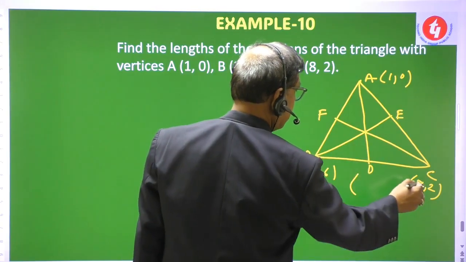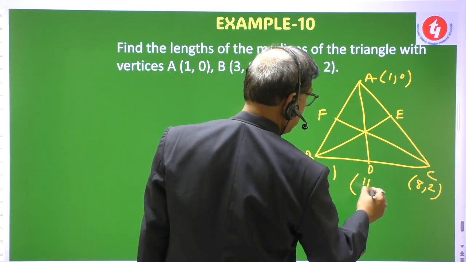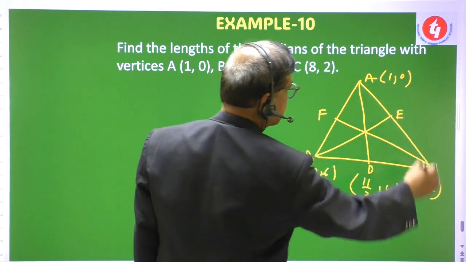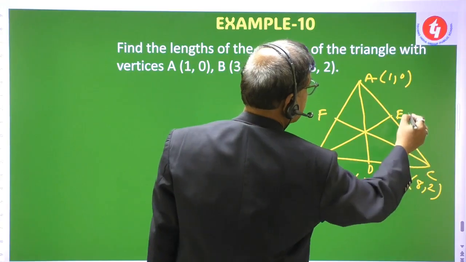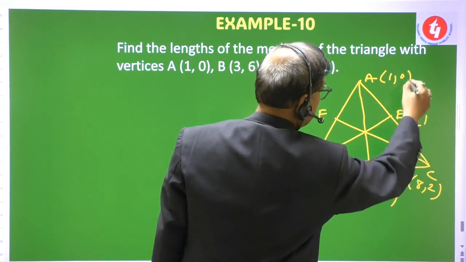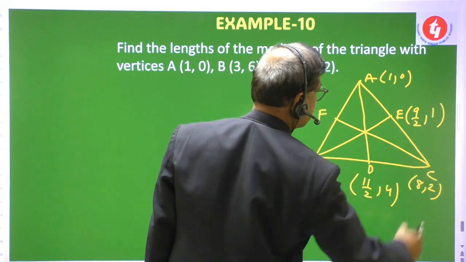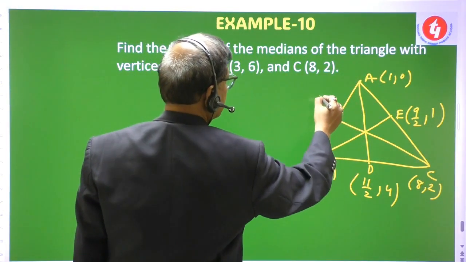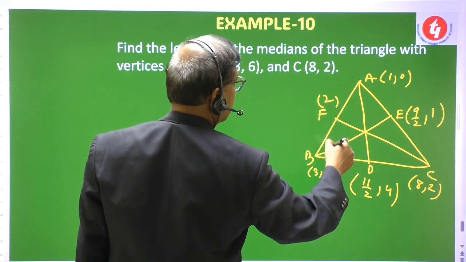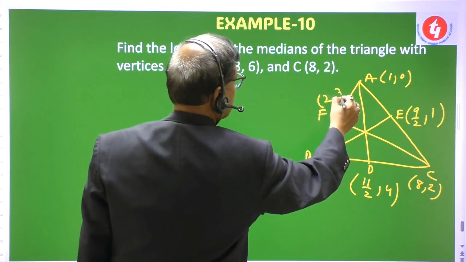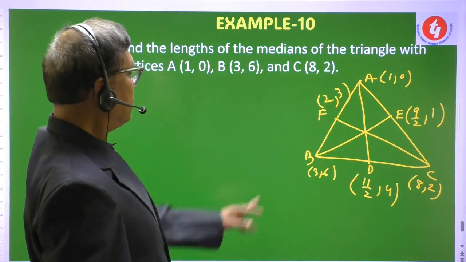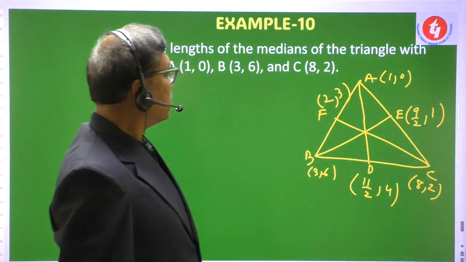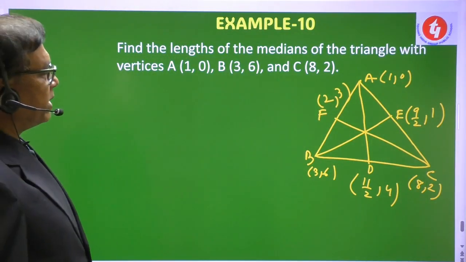So coordinates of D will be 8 plus 3, 11 upon 2, and 2 plus 6, 8 upon 2, that is 4. Coordinates of E is coming 1 plus 8, that is 9 by 2, and 0 plus 2 by 2, that is 1. Yes. And coordinates of F, 3 plus 1, that is 4 by 2, that is 2, and 6 plus 0 by 2, that is 3. So we got the coordinates of the midpoints.